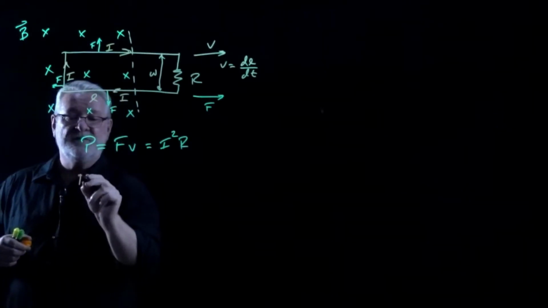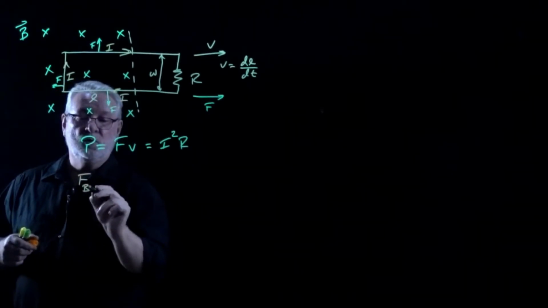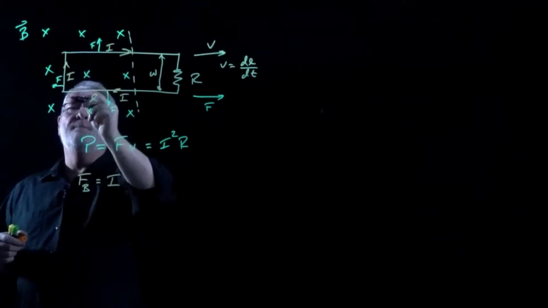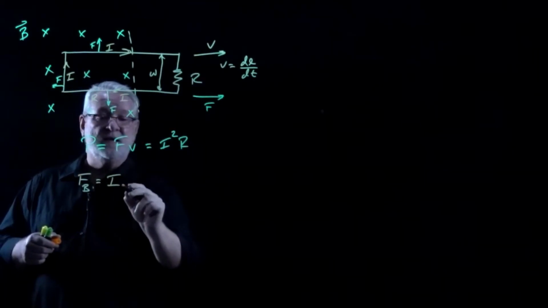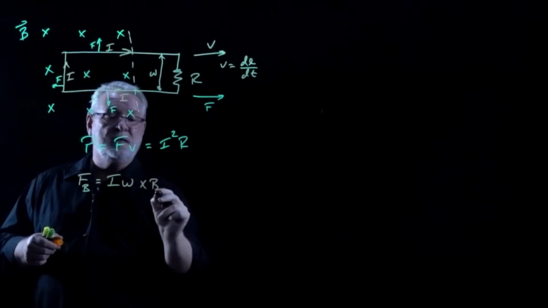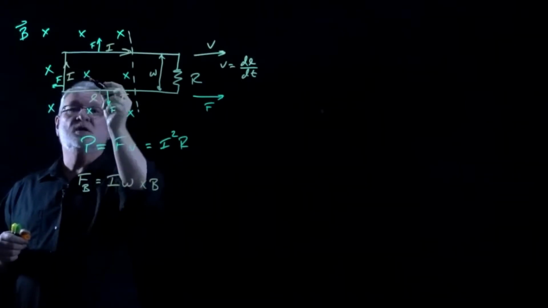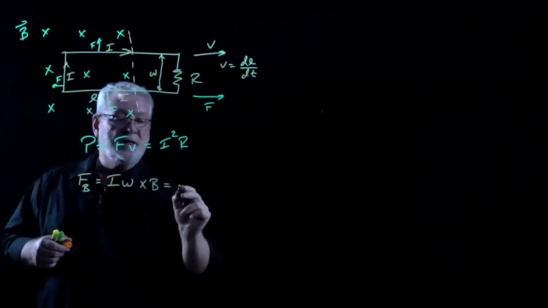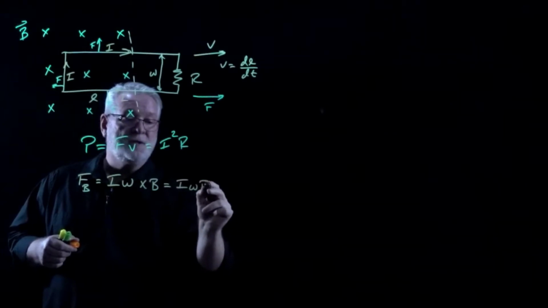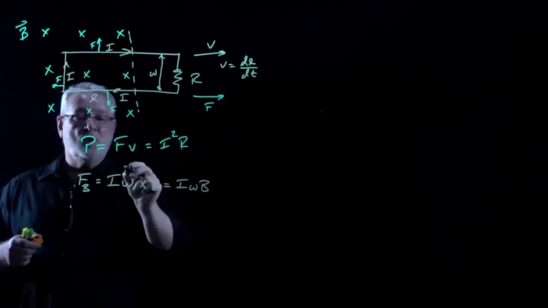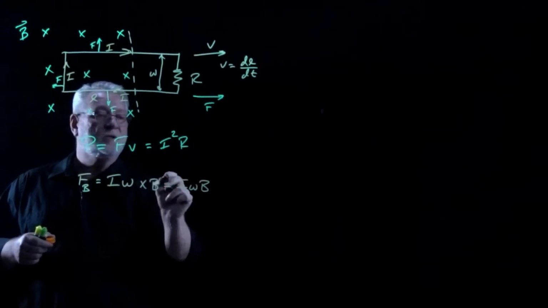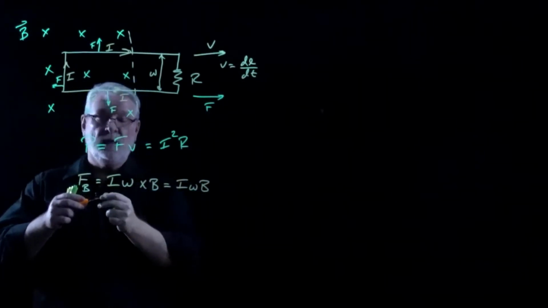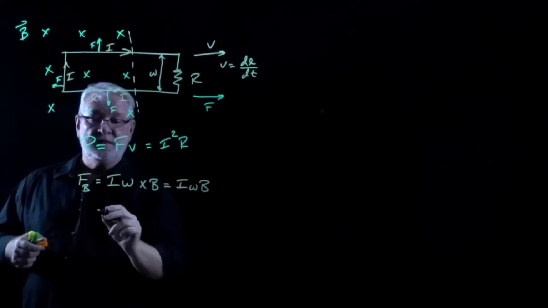F is equal to I times the amount of wire that's in the field, and that's W, crossed with B. Of course, the current direction and the field are already perpendicular to each other, so that satisfies the cross product. This is just going to be IWB. And then, of course, to be power, we've got to multiply that by the velocity, and the velocity is going to be V, whatever dL/dt is.